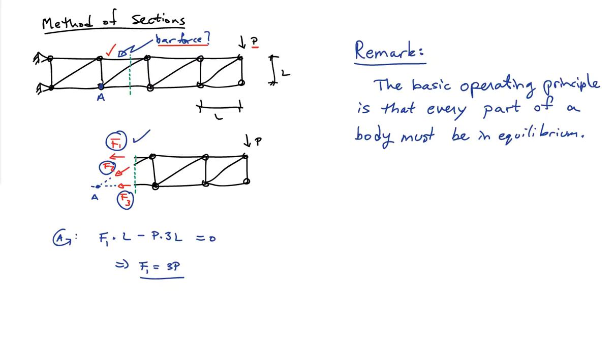the main remark here is that there's a basic operating principle at play, and that is that every part of a body needs to be in equilibrium. So the overall body has to be in equilibrium, half the body has to be in equilibrium. Any subset of the body that you pick needs to be in equilibrium for the entire system to be in equilibrium. And you can use that fact to allow you to determine a lot of unknown quantities about how a particular system behaves in practice.